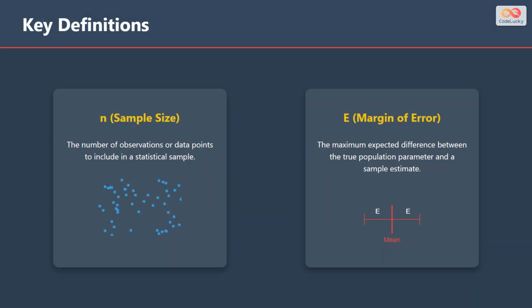Before we look at the formula, let's define two key letters. N represents the sample size, which is the number of data points we need to collect. E is the margin of error. This is the maximum distance we are willing to accept between our sample estimate and the actual truth.